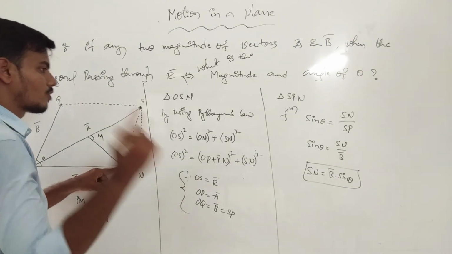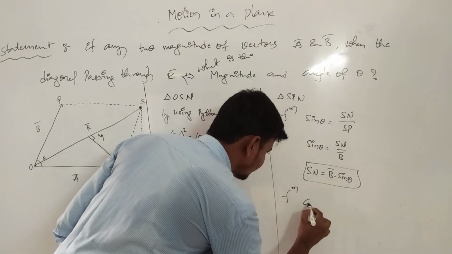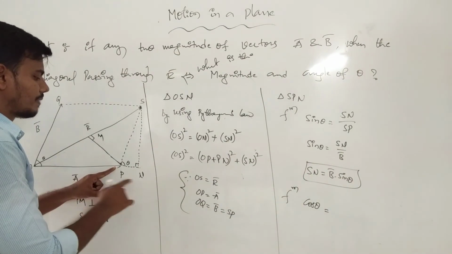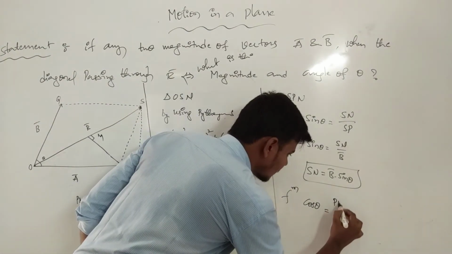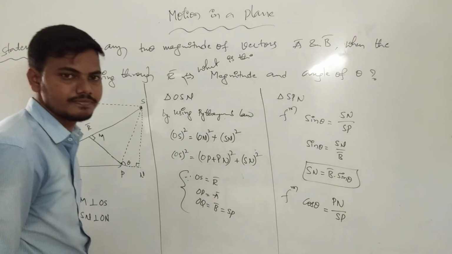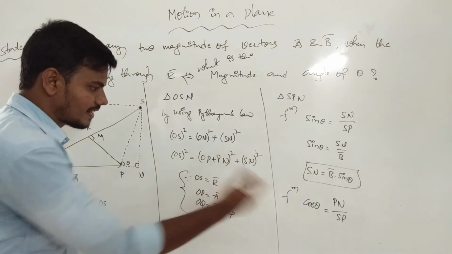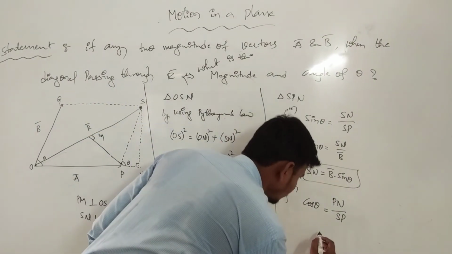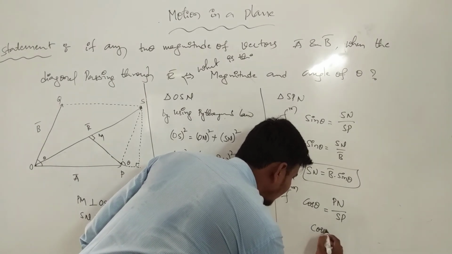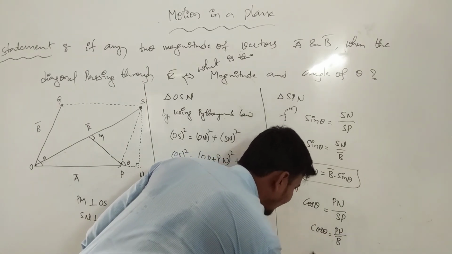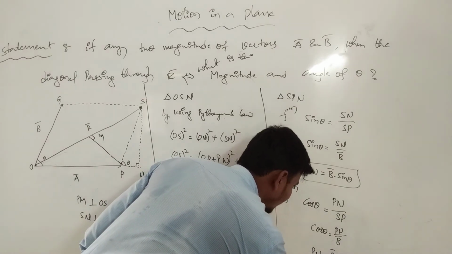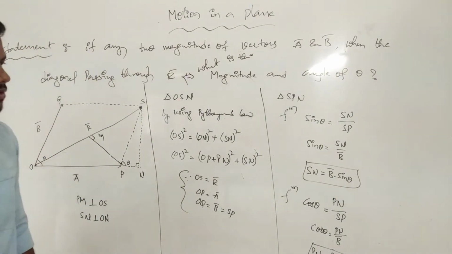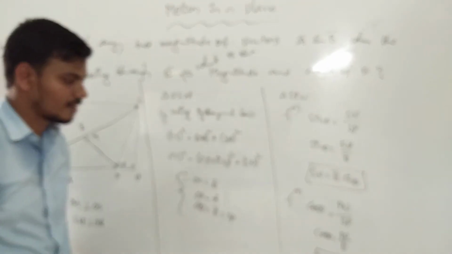Now for PN, we can introduce it from the cos theta representation. Cos theta is equal to adjacent by hypotenuse, that is PN by SP. Since SP means B bar, cos theta is equal to PN by B bar. So PN is equal to B bar cos theta. This is the second way. Clear? SN is equal to B bar sin theta, and PN is equal to B bar cos theta.